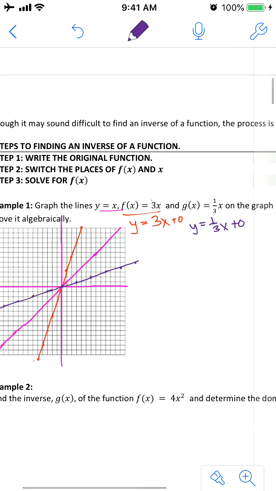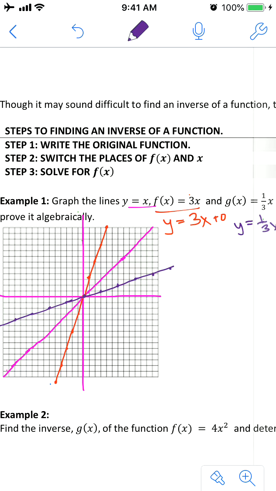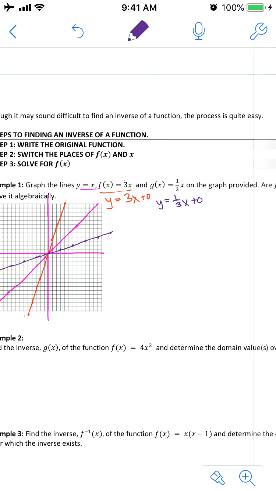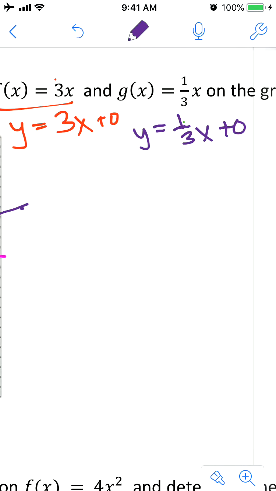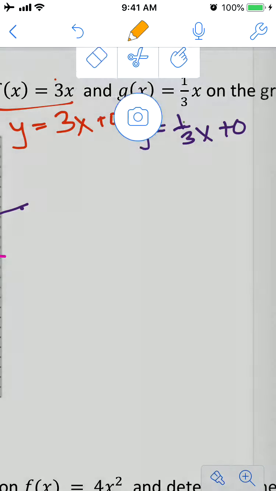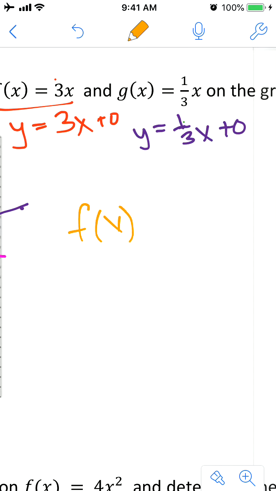Well, to prove it algebraically or to find an inverse, this process is the same. All we're going to do is switch the places of x and y in one of them. Why don't we go with f of x, because I know you guys prefer whole numbers to fractions, even though it really doesn't make a difference. But we're going to write f of x. Okay, so let me get a different color. Okay, so here we have f of x equals 3x.